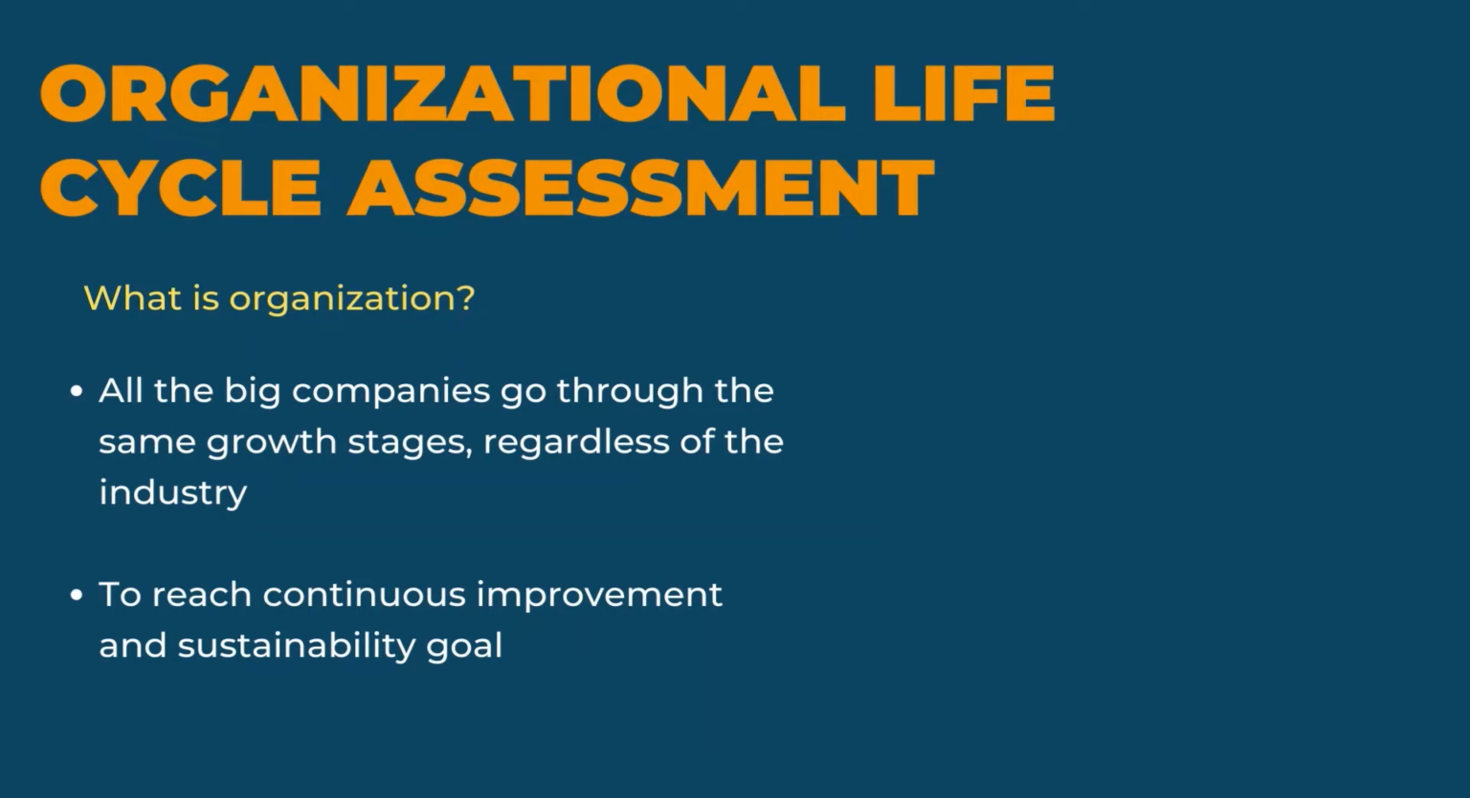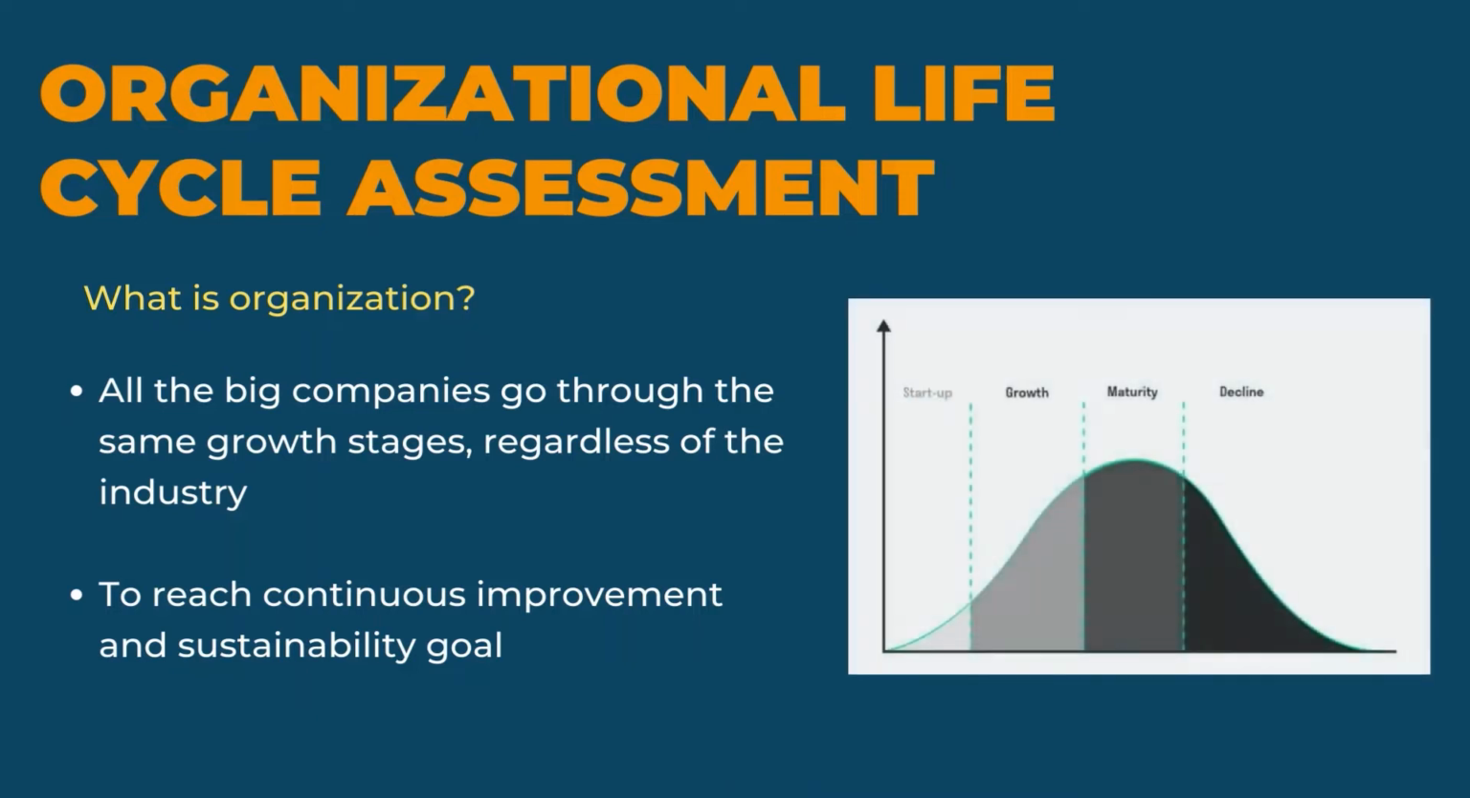In fact, all the big companies go through the same growth stages, regardless of the industry. Even McDonald's started from a small shop. The life cycle of any organization can be presented in the life cycle model displayed as a bell curve. To avoid reaching the decline or death stage soon, O-LCA shall be applied as it helps the company to reach continuous improvement and sustainability goals.